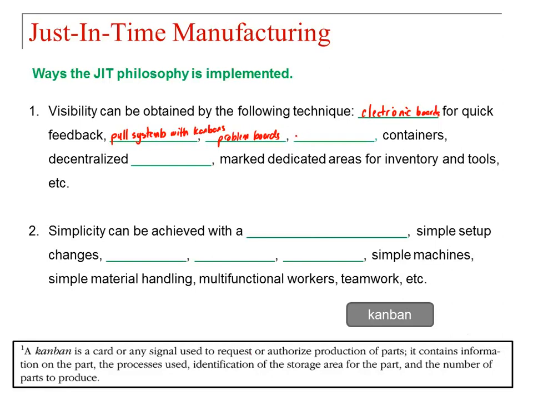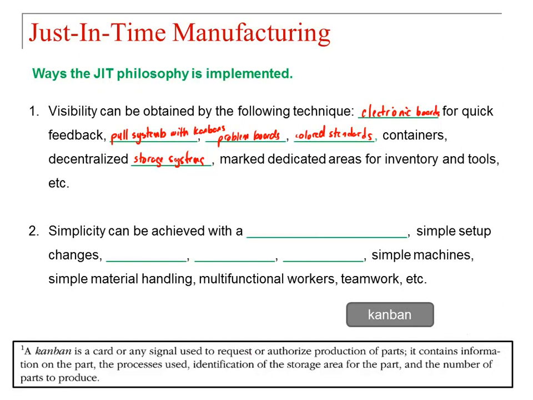Color standards, or colored standards. Containers, decentralized storage systems. Marked with designated areas for inventory and tools. As you saw in the video, you have these areas that basically allow you to have only a certain number of units in that area, and that's it.